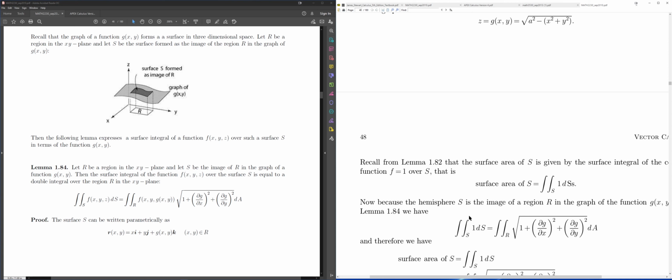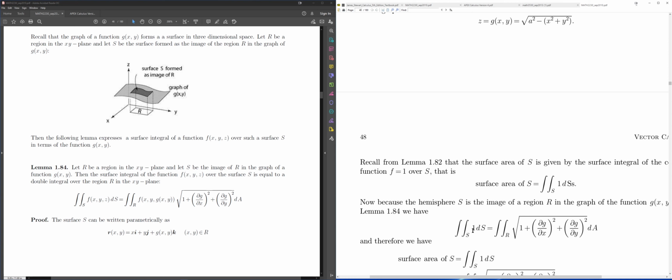I want to work out the surface integral over the surface S of the function 1. So for this general formula, the function is equal to 1. Now, what this formula means is everywhere you see x, y, and z, you'll keep the x and the y, but you'll replace the z by g of x, y. So where you see x, y, and z, you replace by x, y, and g of x, y respectively.